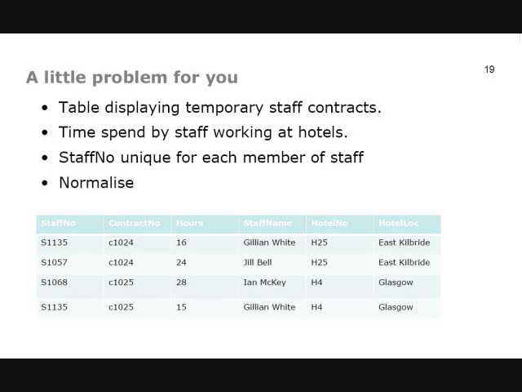If I look at that table, what are the functional dependencies in that table? Give me any functional dependencies that appear there. Hotel number to hotel location. So if I know the hotel number, I know the hotel location. What else? Staff number determines staff name. So if I have the staff number, I know the staff name.